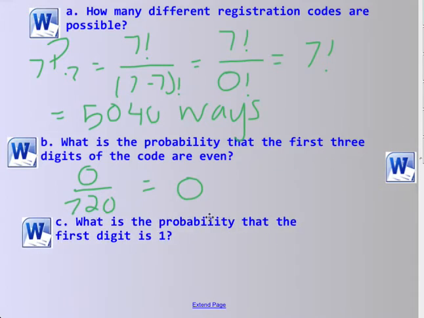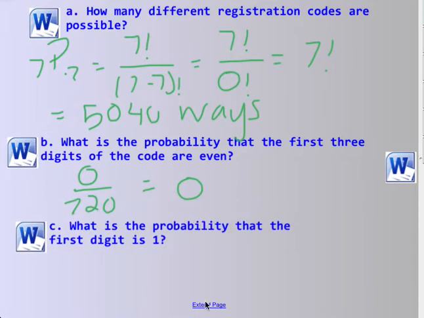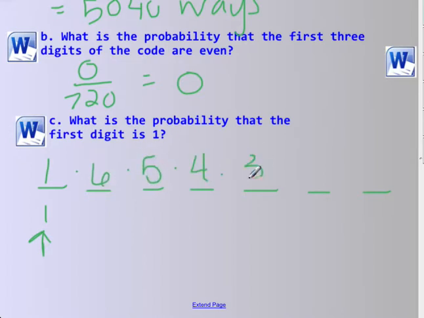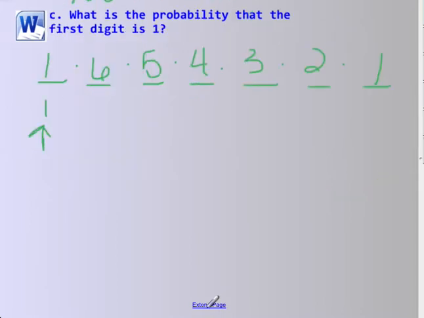So next, let's take a look at part C. What is the probability that the first digit is a 1? So we have our 7-digit registration code, so let's set this up as a fundamental counting principle problem. We have 7 digits, and this first one has to be a 1. There's only one way that occurs. Because this one is already a 1, we only have 6 choices here, and once we choose that one, we only have 5, and then 4, then 3, then 2, and then 1.